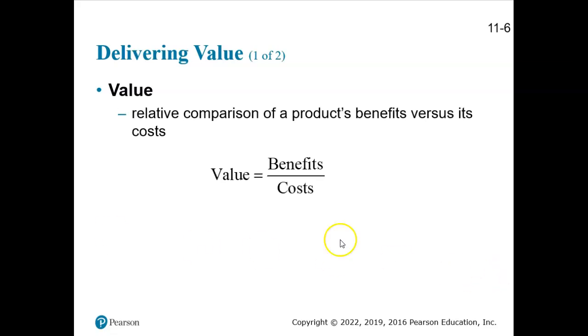Value is a really important concept. I think I brought it up at the very beginning of class. Marketers love putting things into mathematical terms, which really don't make a lot of sense. So these are words, so they don't mean anything. But value that a consumer gets out of a product is equal to the benefits they derive from that product divided by the cost. And obviously, we want to have as high a value as possible with our offer. Okay.